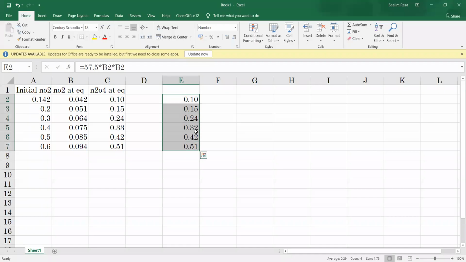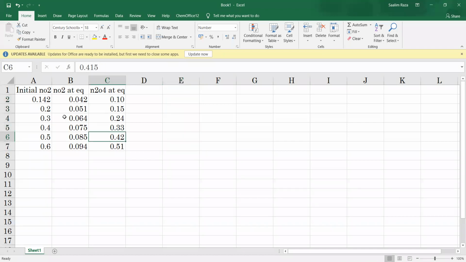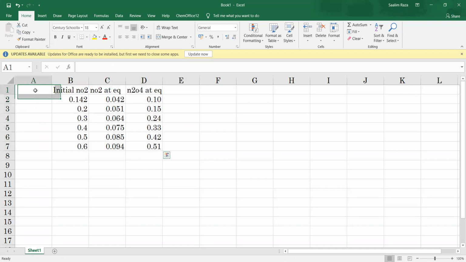Wait a second, let me just delete this. Can you see this part, these things? Now what is this? This is the initial concentration, initial NO2. Let me also get this here, and here I will write the serial number. And what is happening here is that I'm doing different experiments.